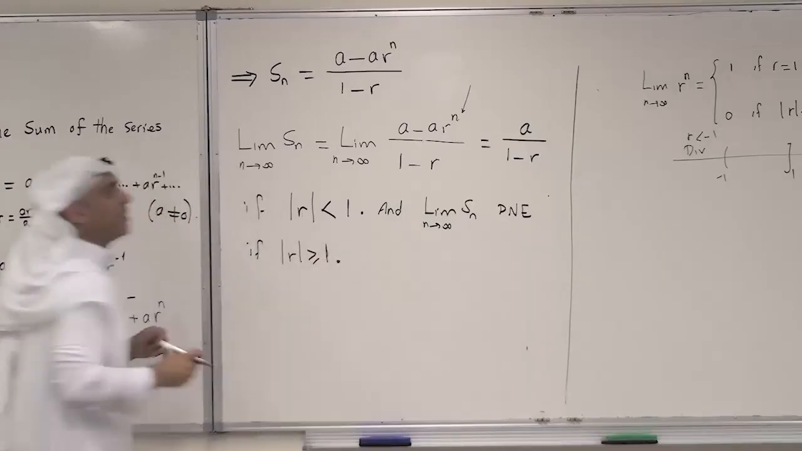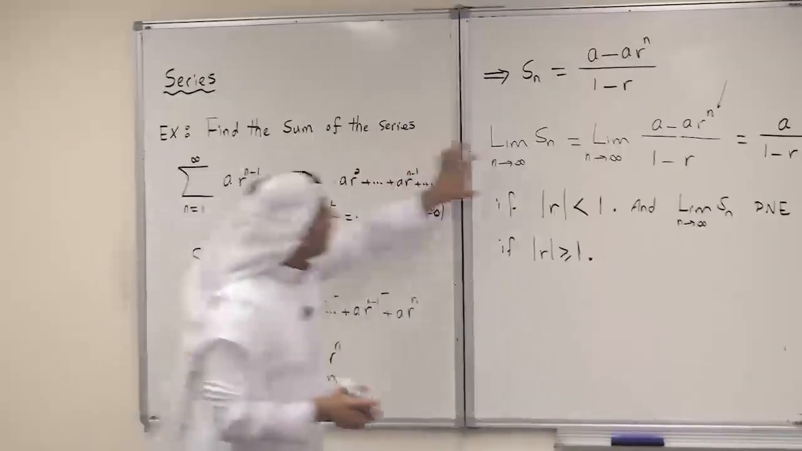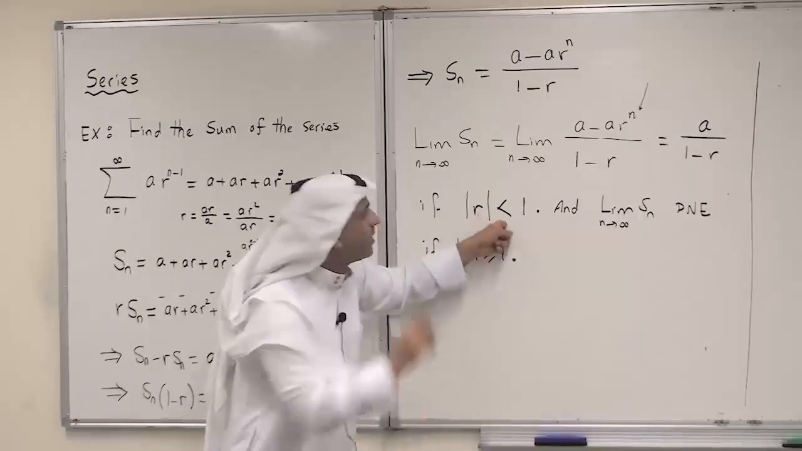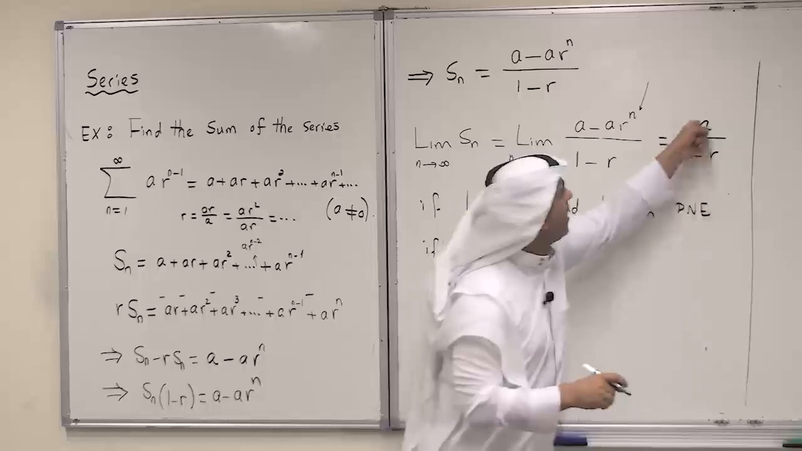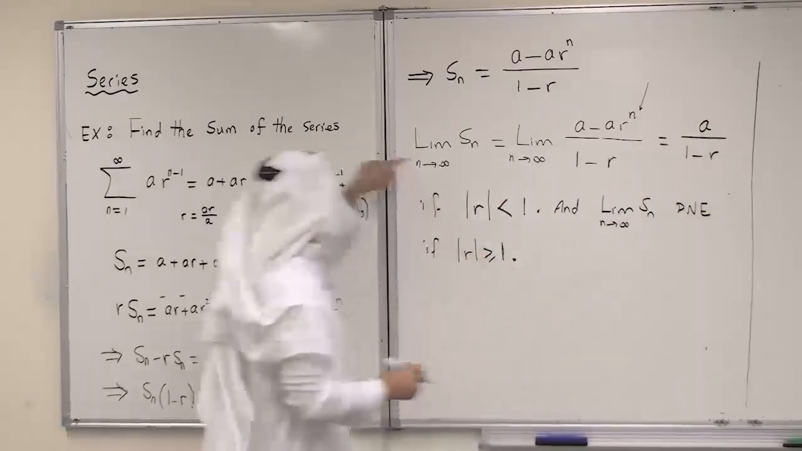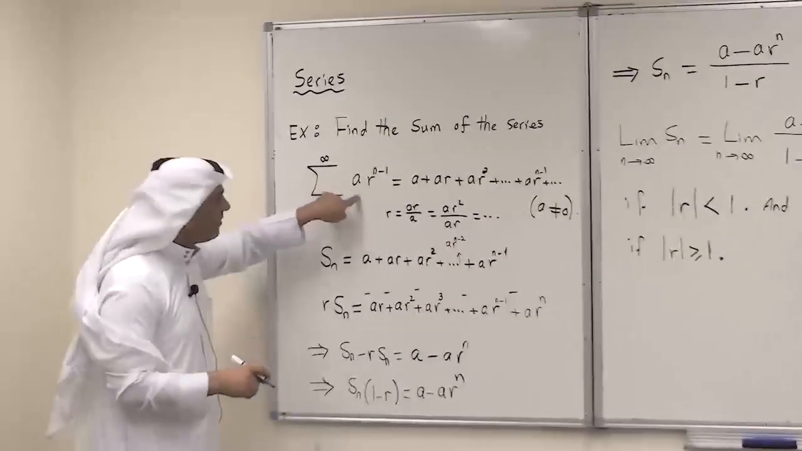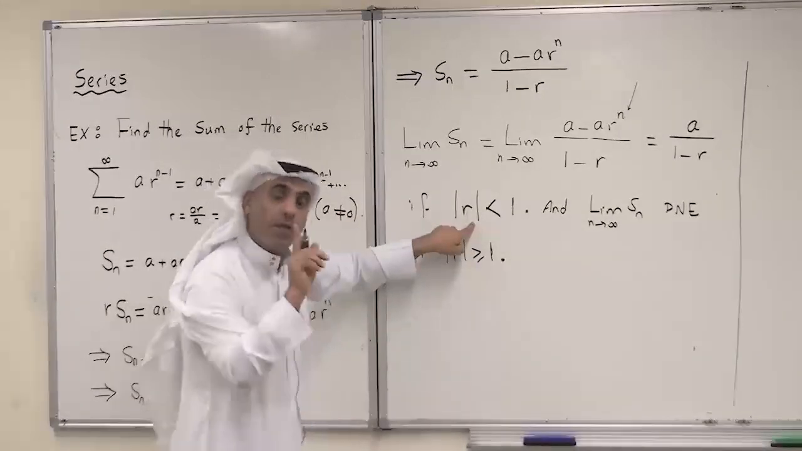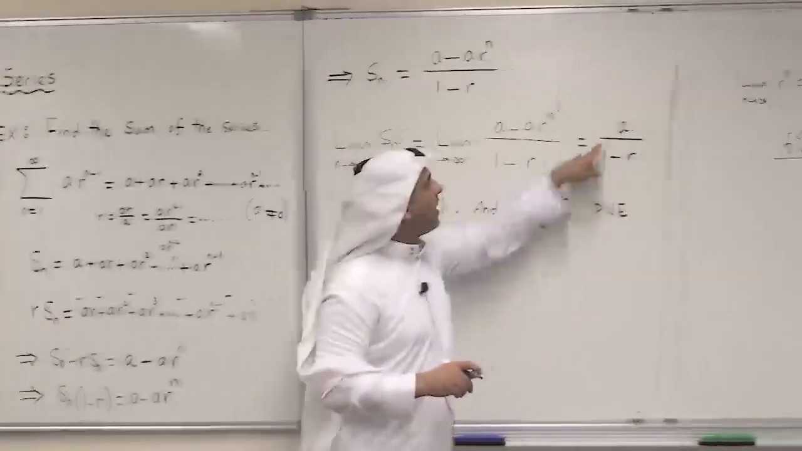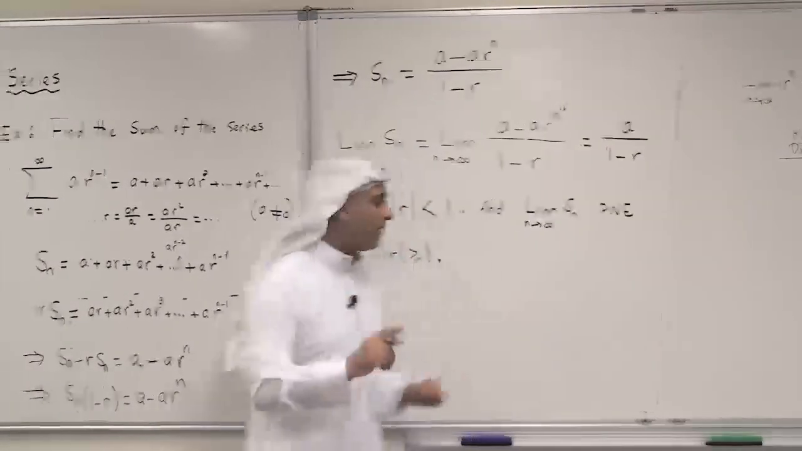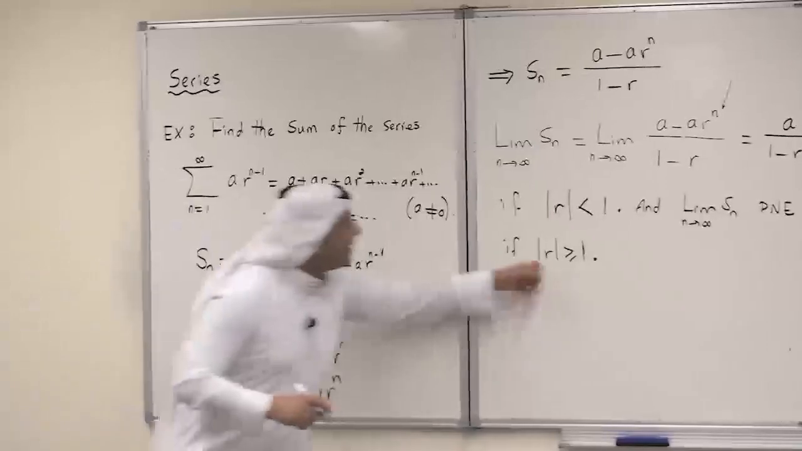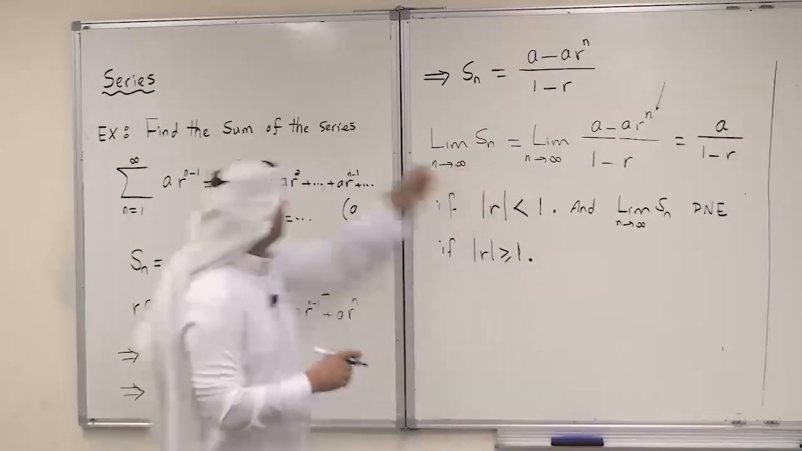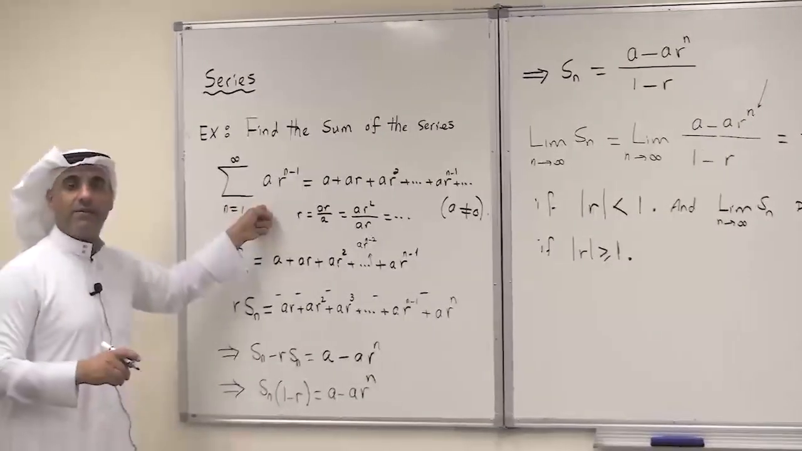So what is the conclusion then? The sequence of partial sums is convergent only if the absolute value of r is less than 1. Not only that, the value is a over 1 minus r. Meaning this specific series is convergent only if the absolute value of r is less than 1, and the sum of it is a over 1 minus r. The second one: if the absolute value of r is greater than or equal to 1, then the sequence of partial sums is divergent, so the series is divergent.